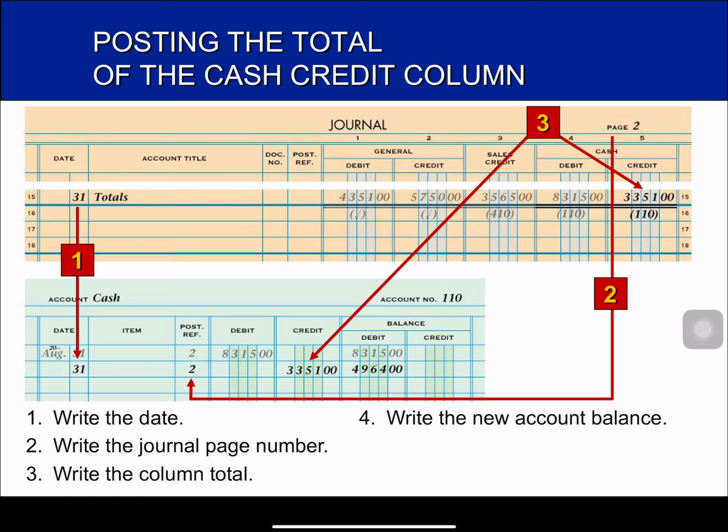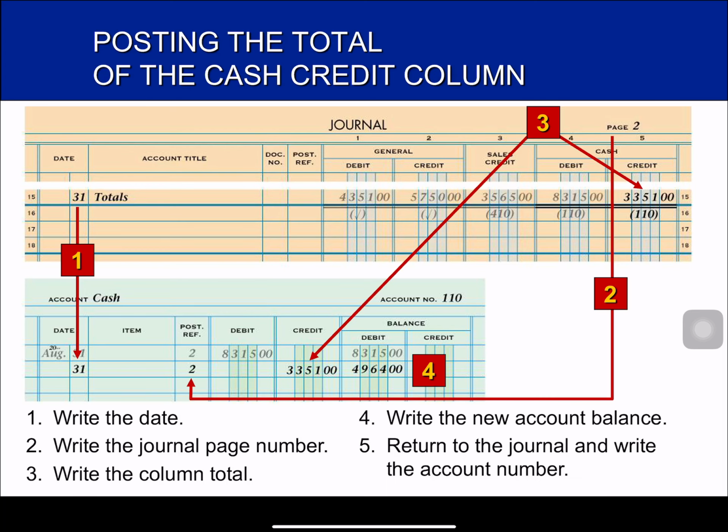You have a debit of $8,315. You are crediting for $3,351, so therefore you have to subtract. Your debit is bigger than your credit, so therefore it still is a debit balance of $4,964. And that is a good thing because cash has a normal debit balance. And then the last thing, you return to the journal and you write the account number under the column.